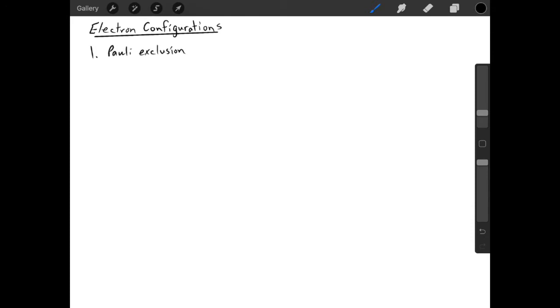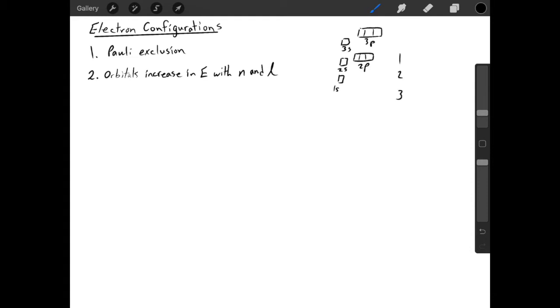The second idea is that orbitals increase in energy with principal quantum number and the L quantum number. And as a reminder, this is what gives us the separation in energy for the different shells and subshells. Kind of like this. It's also what lets us produce this triangular diagram. And the third point to consider is that electrons, like everything, tend to adopt the lowest possible potential energy configuration.